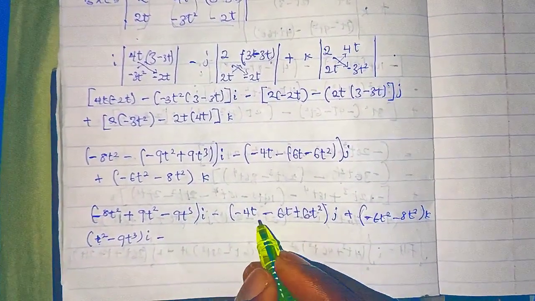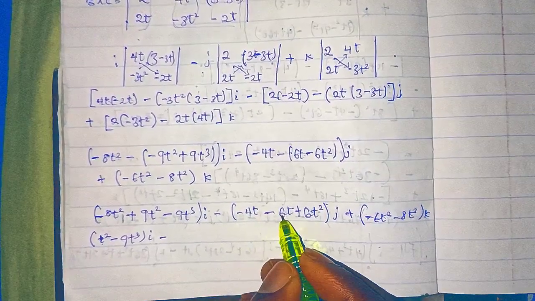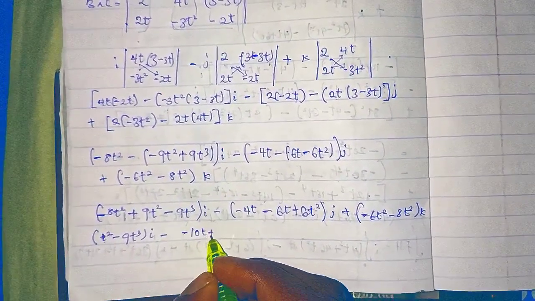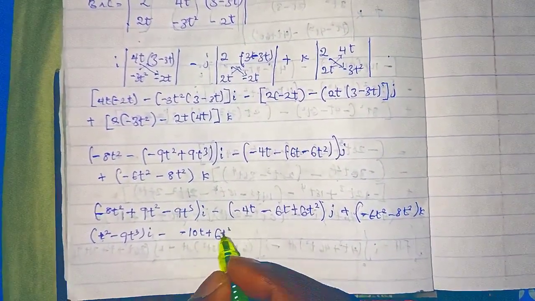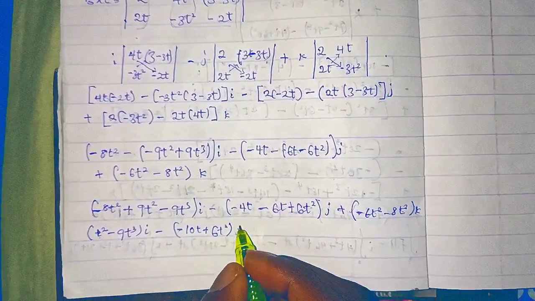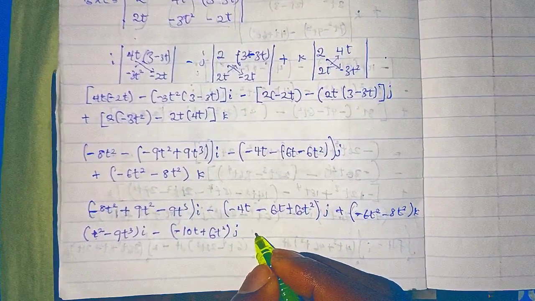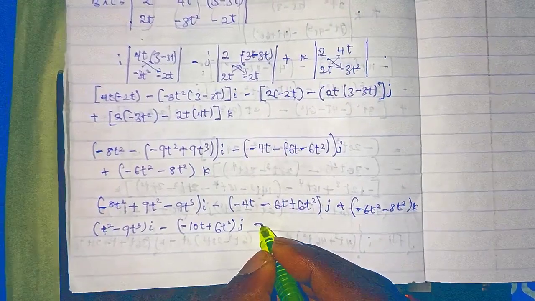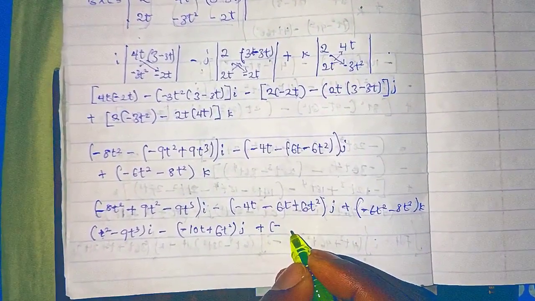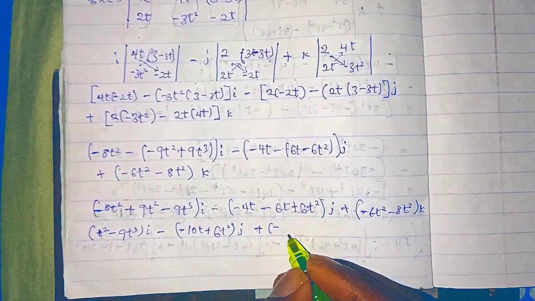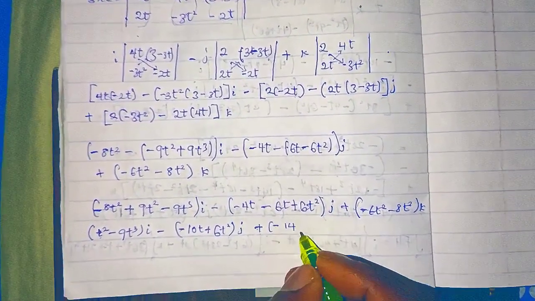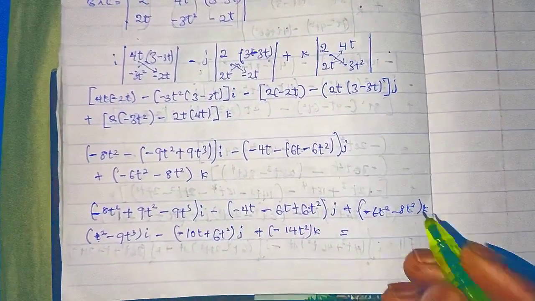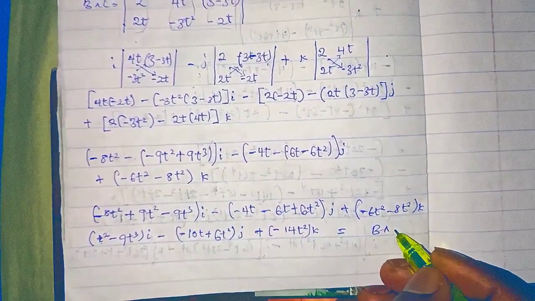And then let's check what we have for J. We'll have minus 4t minus 6t, which gives us minus 10t plus 6t squared. Now that's what we've got for our J. And for K, we already have minus 6t squared minus 8t squared, which gives us minus 14t squared for K. So this is what we've gotten for B cross C.